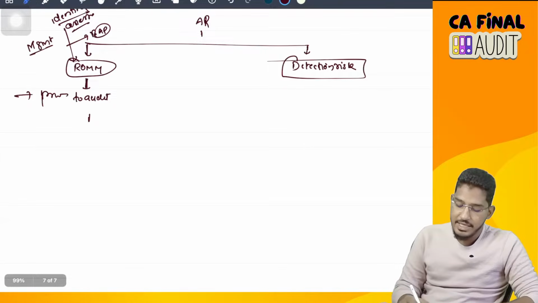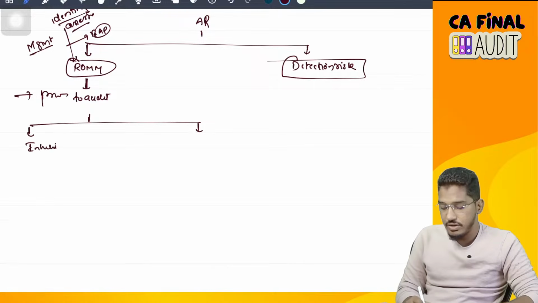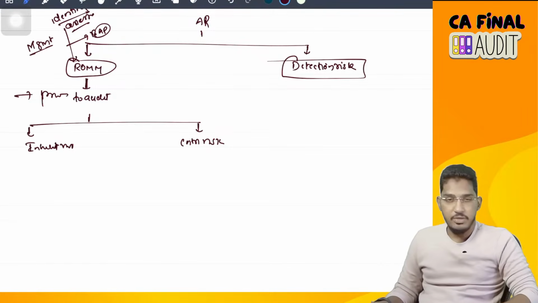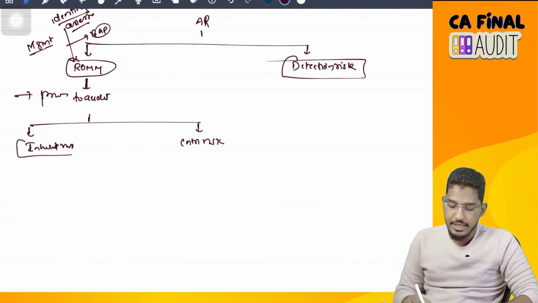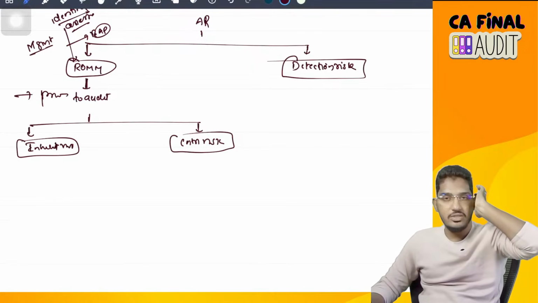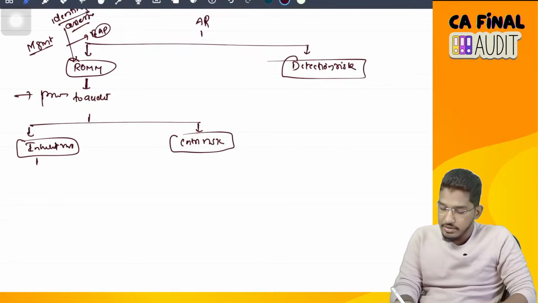And the standard further says that this risk of material misstatement can further happen because of two more components. One is inherent risk and the other one is control risk. Risk of material misstatement once again happens because of two components: inherent risk and control risk. So what is inherent risk? What is control risk?